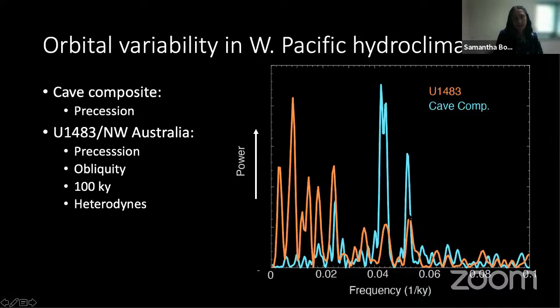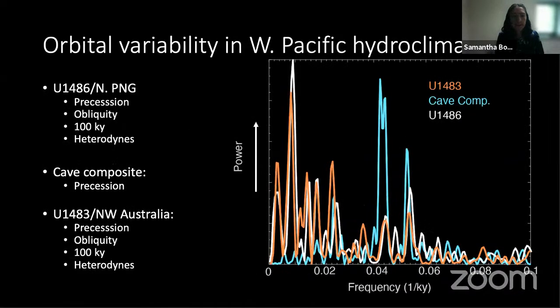And so here, just looking at 1483, this is off the Australian margin. This is the cave composite record we're all familiar with, showing this very strong and pretty much only power at precession. Along Australia, we see both precession, obliquity, 100,000, and also some of these heterodyne peaks as well.